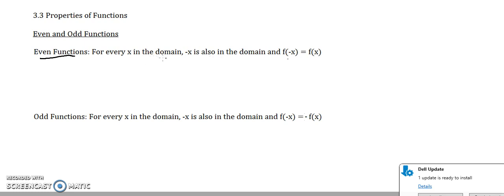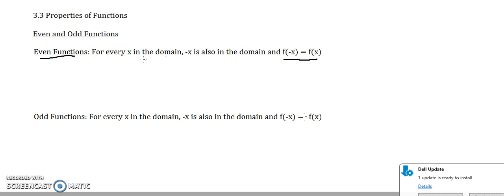So we're just making sure that everything exists. You don't have to worry about that part too much. And we need to know that f of negative x is equal to f of x. So when we plug in a negative x, we get the same value back as we did for f of x. All right, so that's a pretty simple definition, but what does it mean? Well, we've actually seen this before.